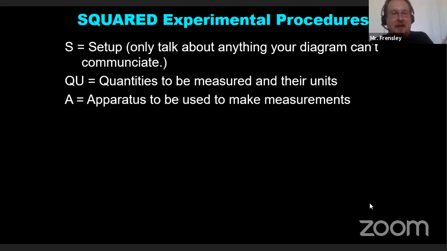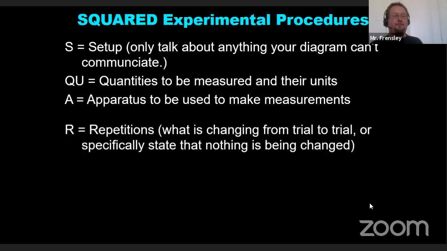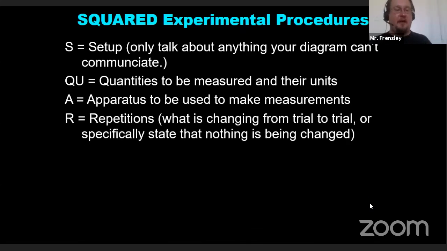A is apparatus. Say what you're using to make measurements. Don't just say measure the mass of the cart before and after. Measure the cart with an electronic balance before and after, right? Measure the distance with a meter stick.